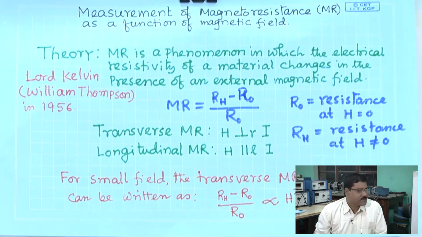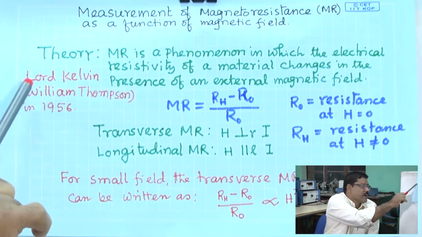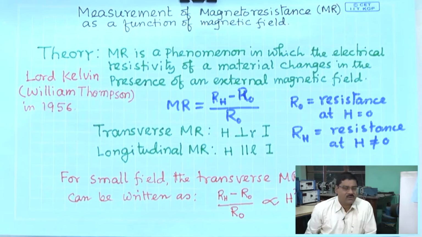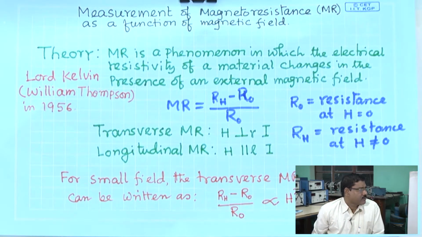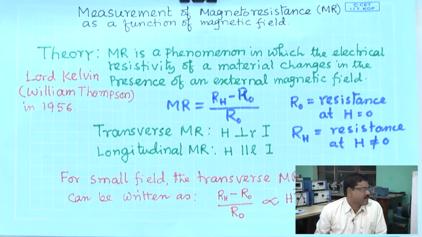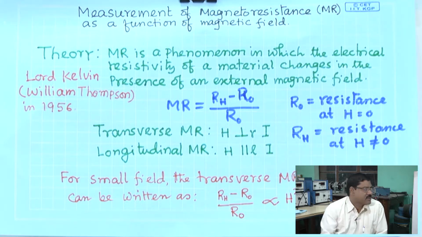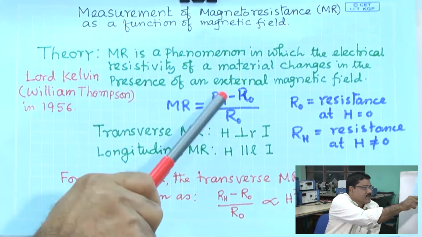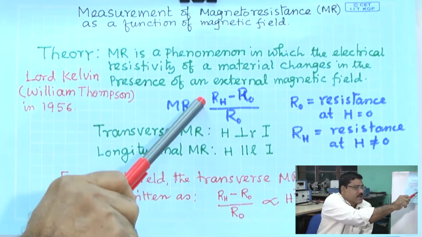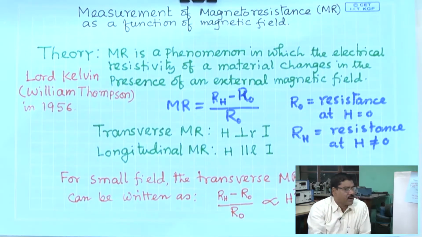So, this phenomenon was observed or discovered in 1956 by Lord Kelvin. His name is basically William Thomson, but he is known to us as Lord Kelvin. So, magnetoresistance is defined by this: RH minus R0 divided by R0.